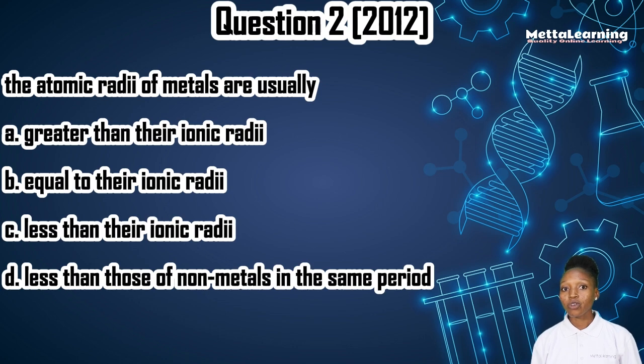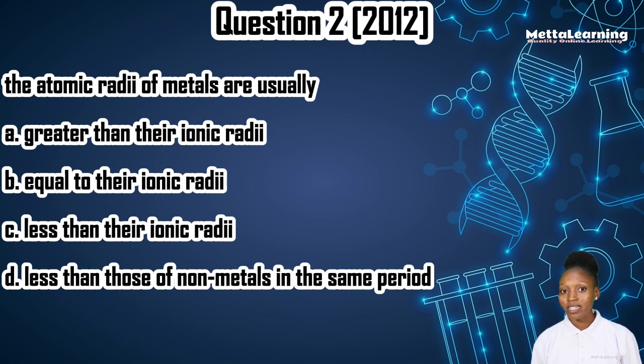When a metal atom loses an electron, it becomes a cation and its size decreases. This decrease in size is because the electron cloud shrinks due to the reduced electron repulsion in the outer shell. As a result, the atomic radii is typically larger than the ionic radius.